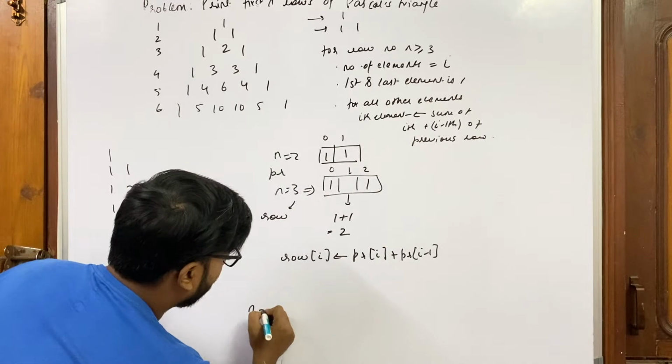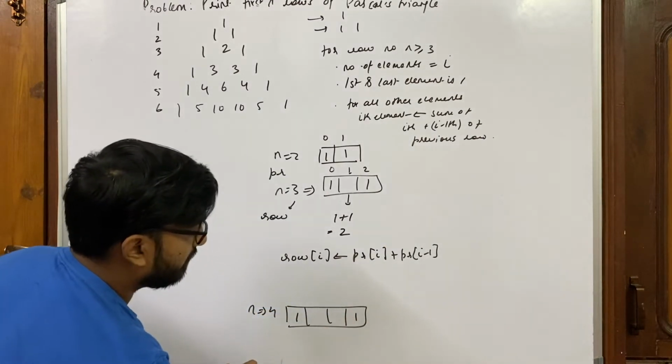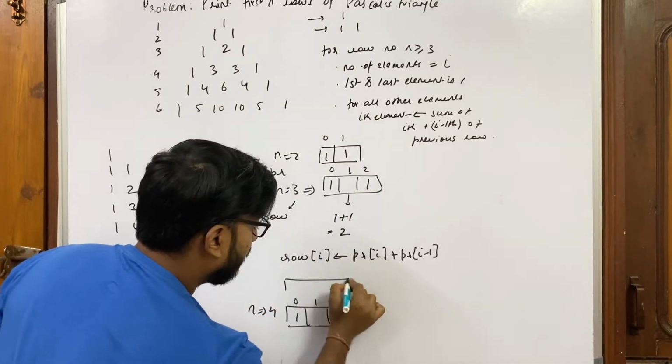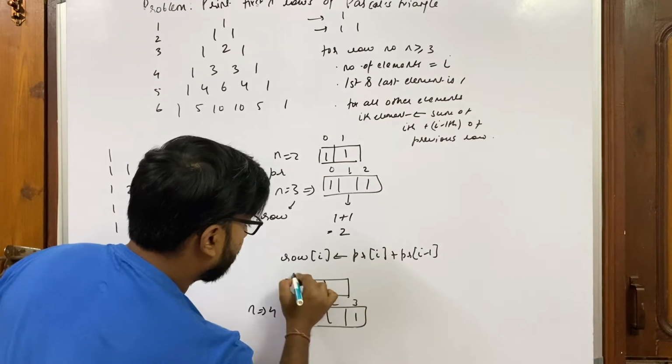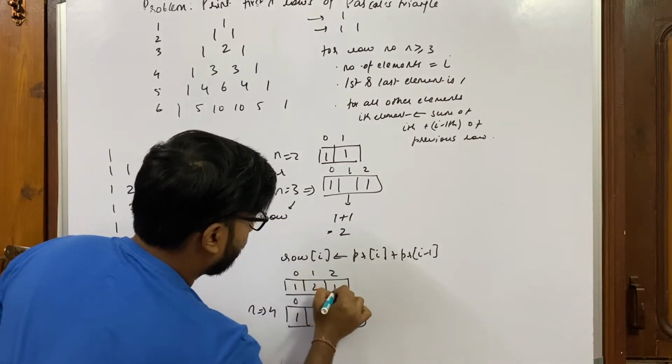Consider this for n equal to 4, which has 4 elements. First and last is 1, with indices 0, 1, 2, 3. The previous row in this case has 3 elements, indices 0, 1, 2. The previous row is 1, 2 and 1.